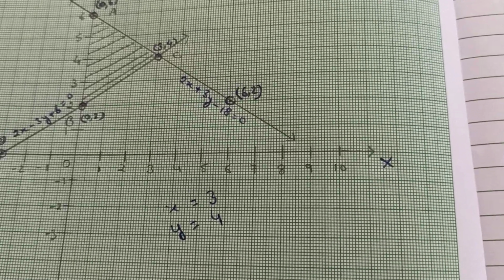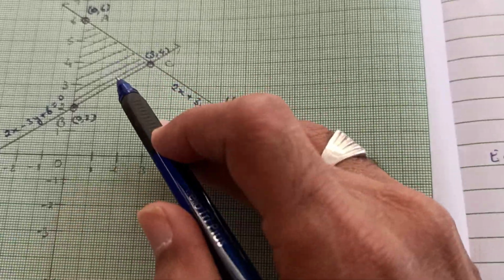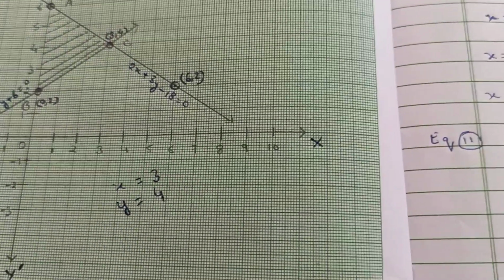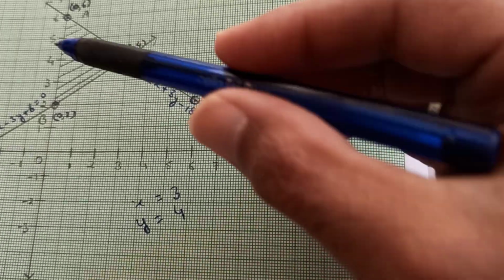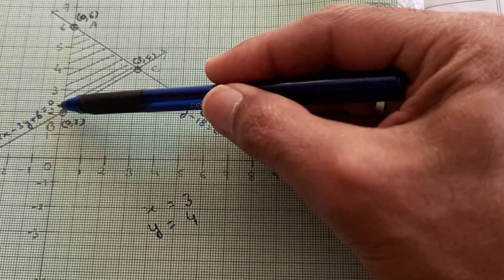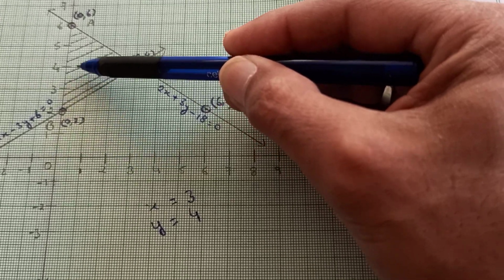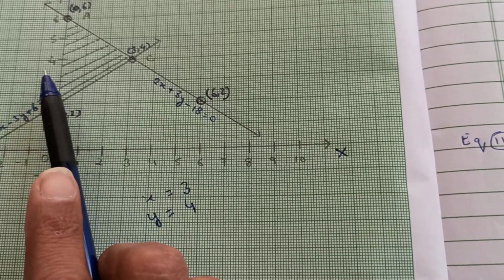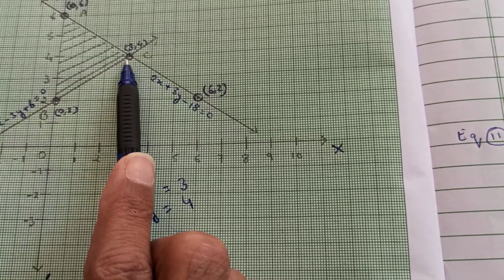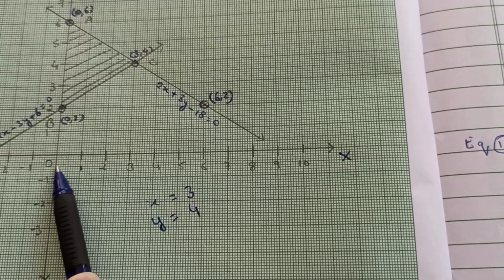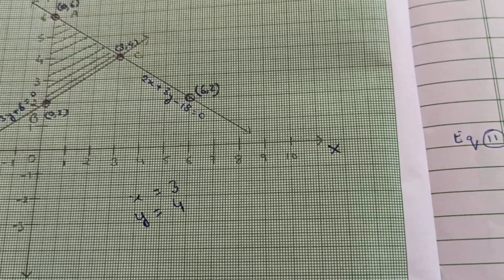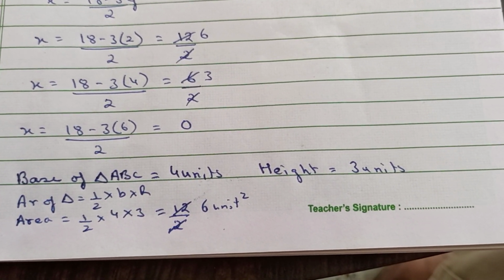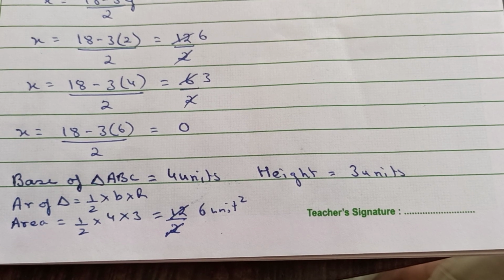Then the question has also asked us to find the area of this triangle which we have shaded. Now area of a triangle we know is half into base into height. For this we'll treat this as the base, and you can see this is going to be of 4 centimeter or 4 units, and the height will be from this point up to this place, which can be measured from here, and this is equivalent to 3 units. Now we write the base of the triangle ABC is 4 units, the height is 3 units.